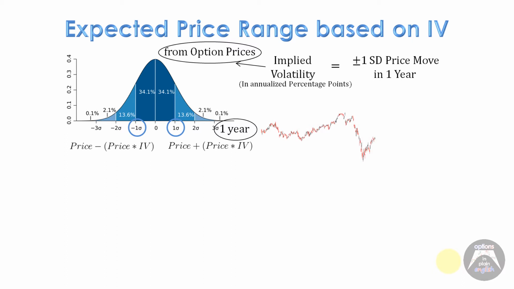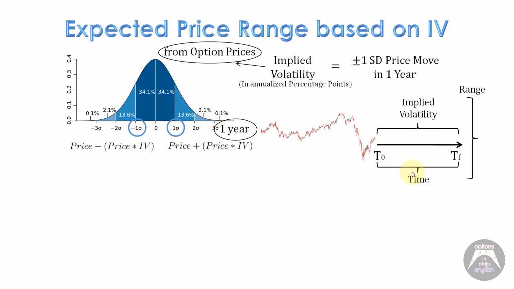So let's say this is a price chart of a stock, and we're going to analyze what's going to happen in this time where we don't know what's going to happen, but we have the implied volatility and we have a certain time. So we have an initial time and a final time, which altogether we're going to call time. And you have the implied volatility acting on the stock during this period. So what we want to know is what's going to be the range for it.